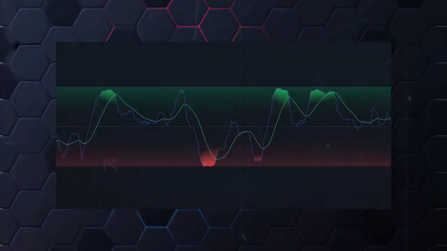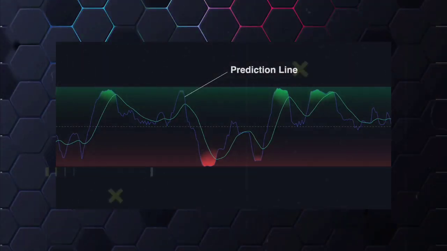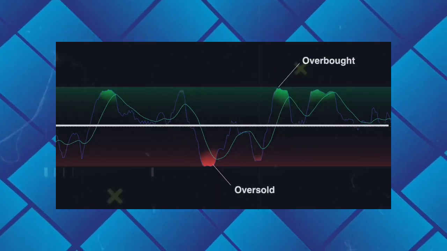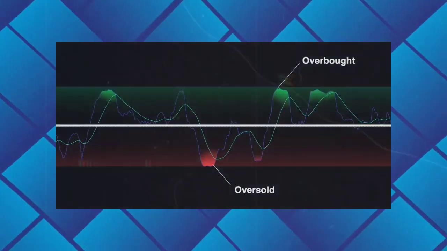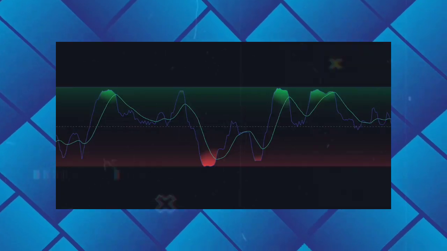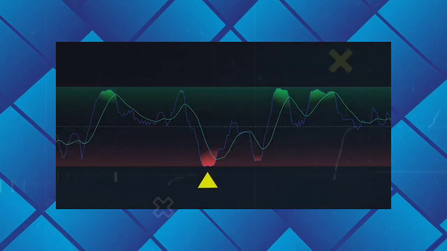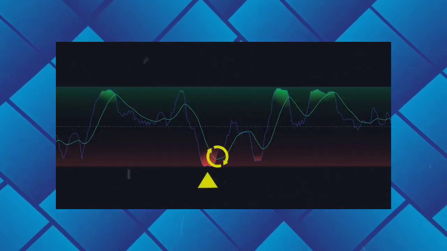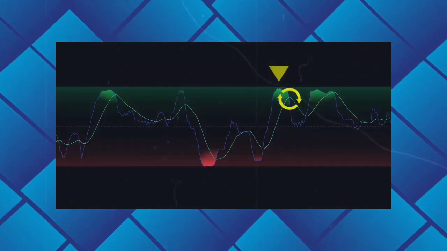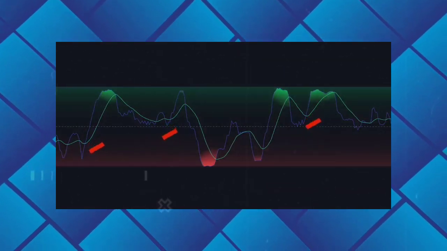This indicator is similar to the Relative Strength Index. It consists of the prediction line, weighted moving average of the prediction line, overbought and oversold areas, and the zero level. The indicator gives a valid buy signal when two conditions are present. First, the momentum index reaches the oversold zone. Second, the blue line crosses over the green line. The opposite is true for valid sell signals. Any crosses that appear in the neutral zone cannot be considered as potential trade signals.